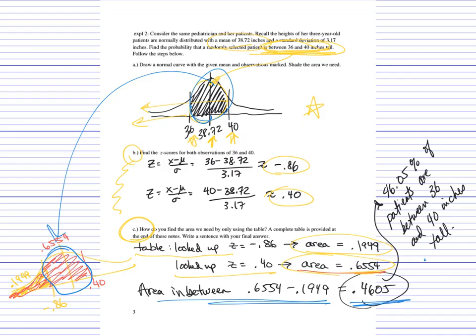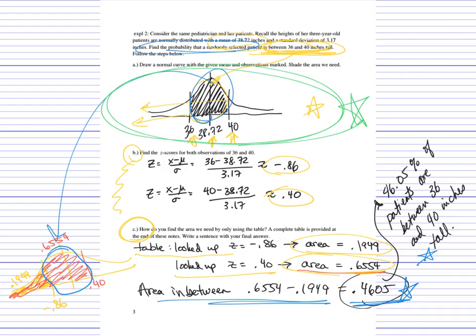So 46.05% of patients are between 36 and 40 inches tall. Lovely. Also want to point out a couple things. Number one, I stated my answer as the percentage of patients that are between 36 and 40 inches tall. Technically, the question asked for the probability that a randomly selected patient is that. So you could state your answer as: the probability that a randomly selected patient is between 36 and 40 inches tall is 0.4605.